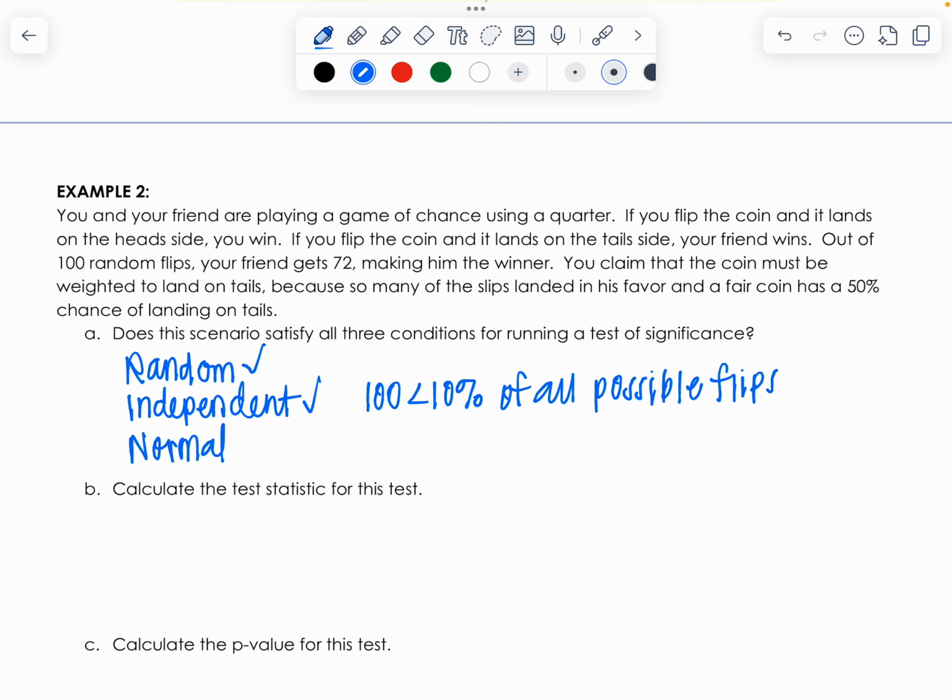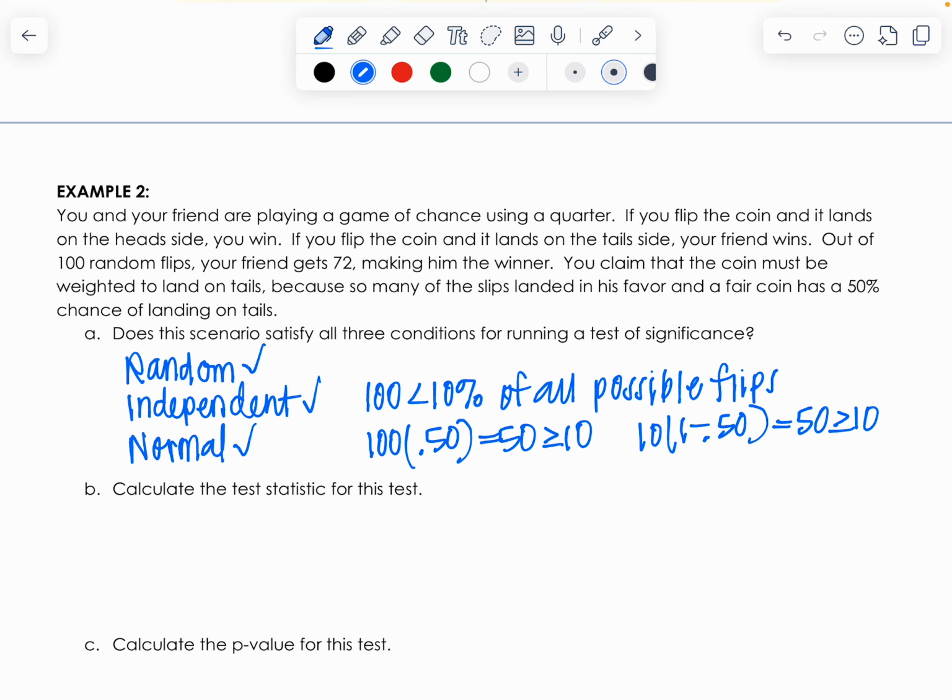All right, in this case, to show normal, we would do n times p. So 100, and in this case, we use the claimed percent, because remember, we're assuming it's true. So we're assuming 50%, so 50 flips would be each way. That's definitely greater than or equal to 10. And then n times 1 minus 50% is also 50, which is also greater than or equal to 10. So when you check for normal, we check to see is n times p and n times 1 minus p both greater than or equal to 10 using the claimed null hypothesis percent.